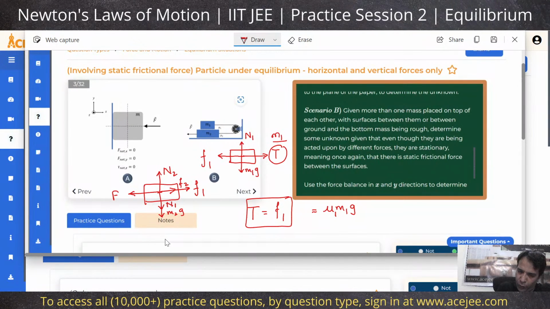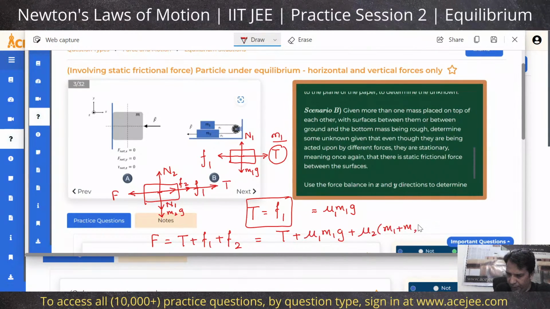So if we do the force balance, what do we have? F equals F1 plus F2, and of course we have tension T in this direction as well. So T plus F1 plus F2. What do we get? Tension T plus mu1 M1 g plus mu2 (m1 plus m2). Or rather, I should have written F1 and F2.